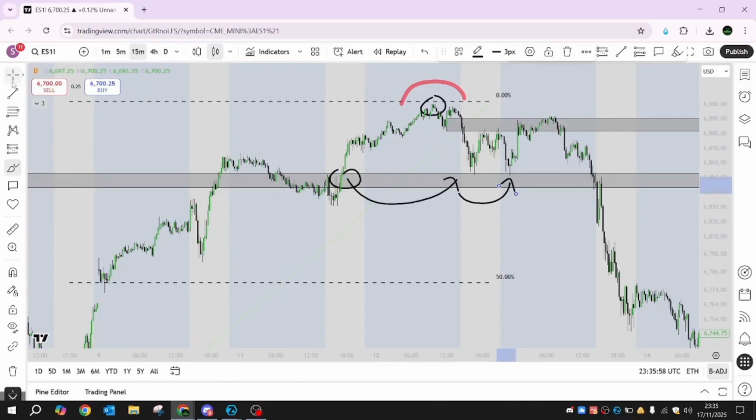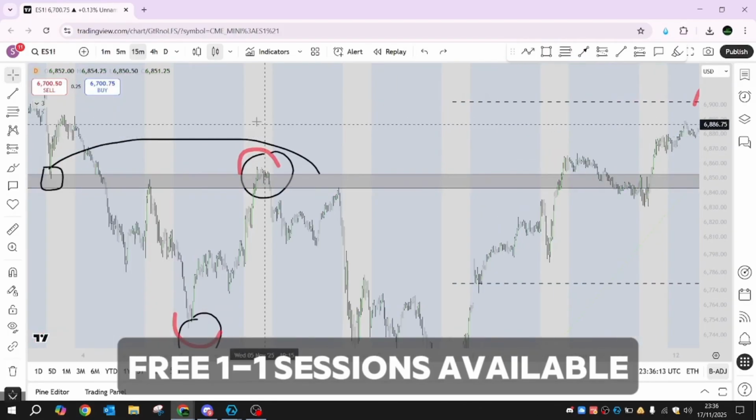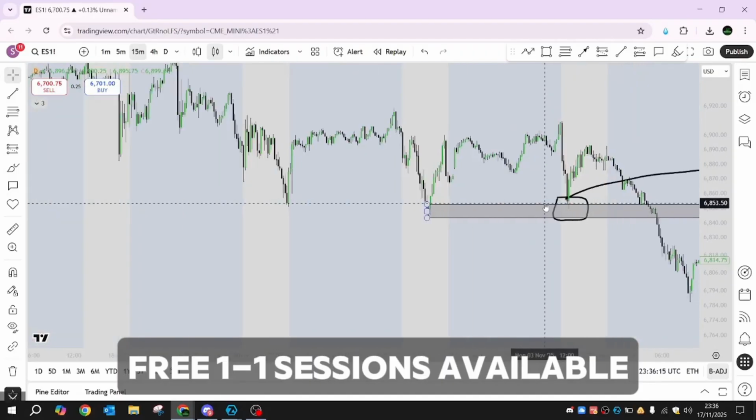Now, one question I get, and this translates into a problem for traders, is: how do I identify my key levels? So this is something I'm going to break down in this video. How do you identify these key levels? So basically, it's two things: order flow and fair value gaps. That's the only thing I use to determine my key levels.